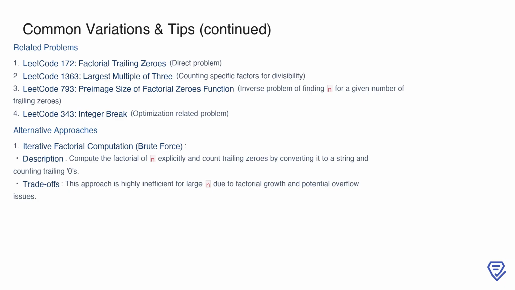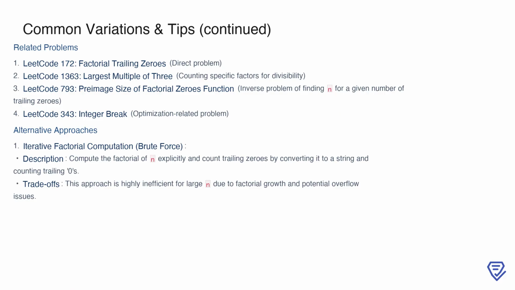For example, LeetCode 1363, largest multiple of 3, involves counting specific factors for divisibility, while LeetCode 793, pre-image size of factorial zeros function, is essentially the inverse problem of finding the value of n for a given number of trailing zeros. Another related problem is LeetCode 343, integer break, which involves optimization concepts. Understanding these related problems can provide additional context and help you recognize patterns across different challenges.